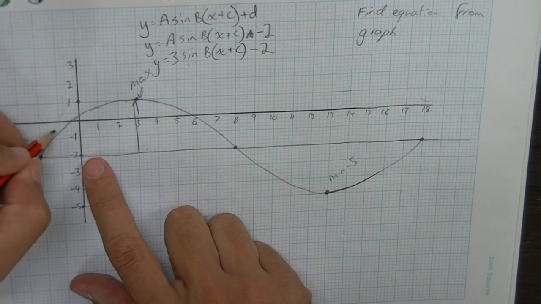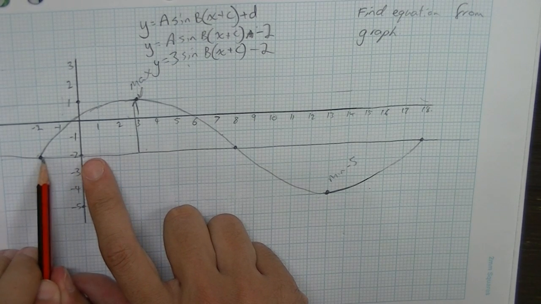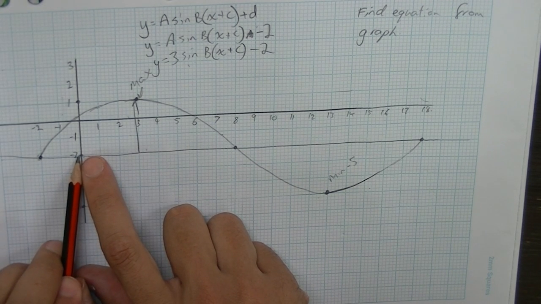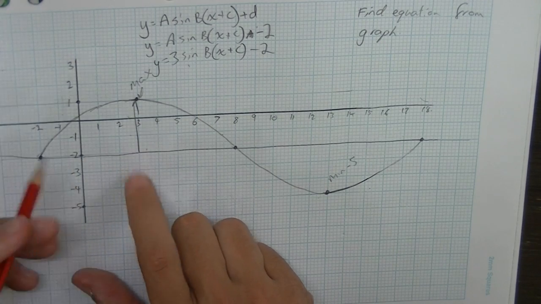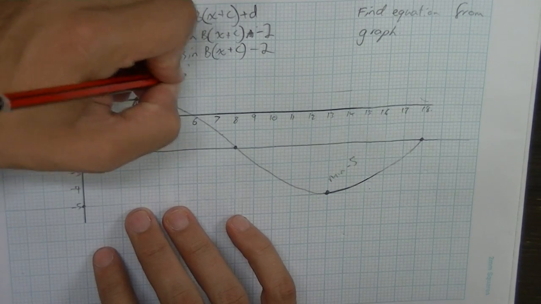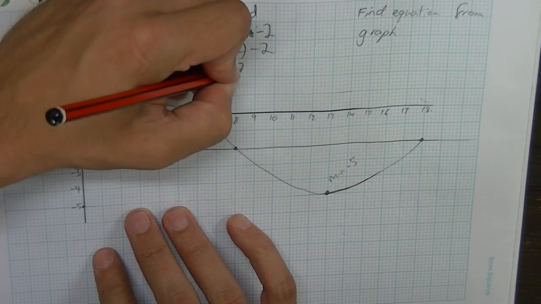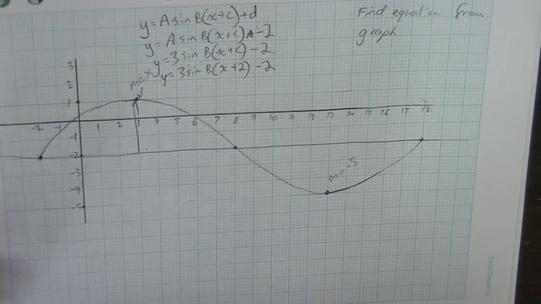The phase shift, -1, -2, we can see that it's moved 2 this way. Now remember, the c does the opposite of what you'd expect, so if it's moved 2 to the negative, it means that our c value is 2. So y equals 3 sine(bx plus 2), that's our c value, minus 2.